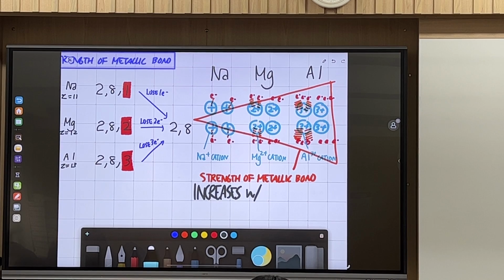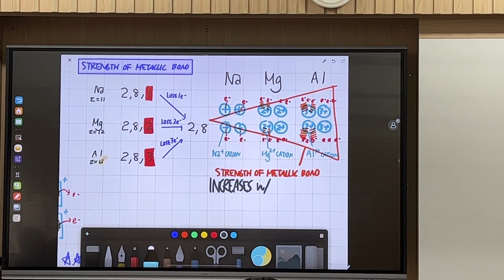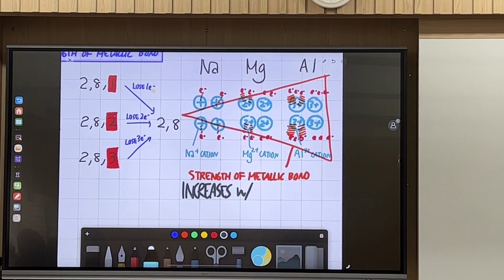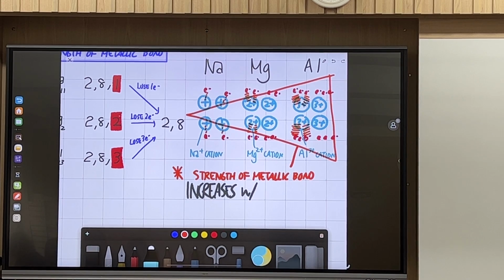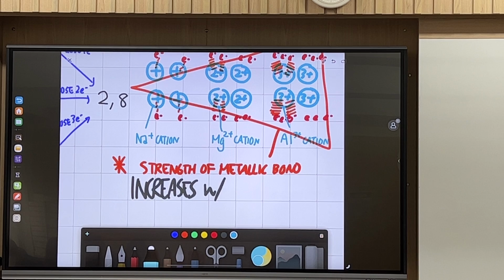So next time, if in an exam they ask you why aluminum would have the highest melting point of all 3 metals, you know they are all metals and they all have metallic bonds. Why will some metals have a stronger metallic bond than the others? Well, that's because of this extremely important point: strength of metallic bond increases with the charge of the metal ion. The bigger the charge, the stronger the metallic bond.